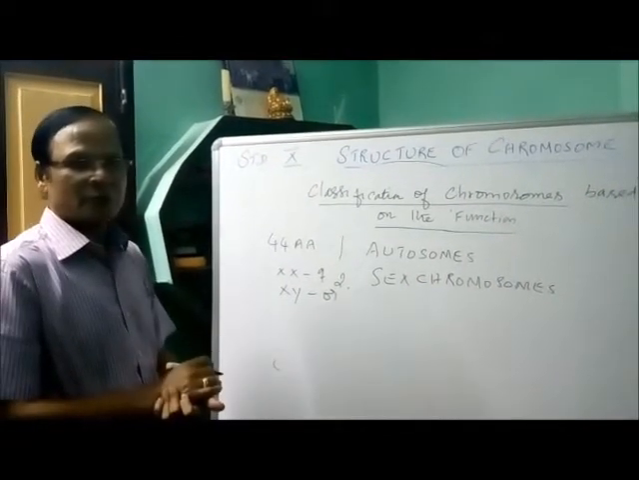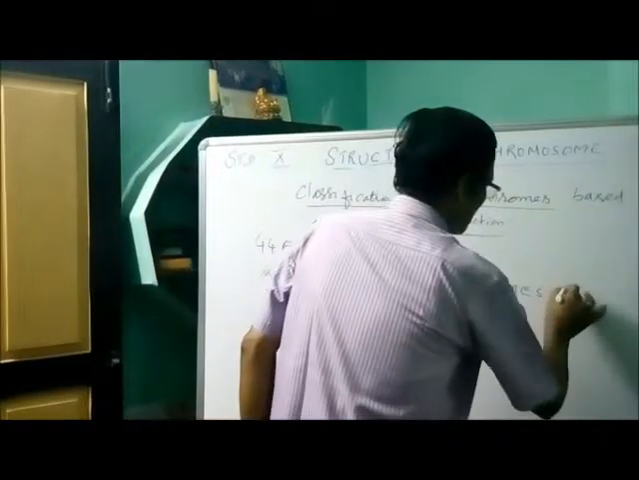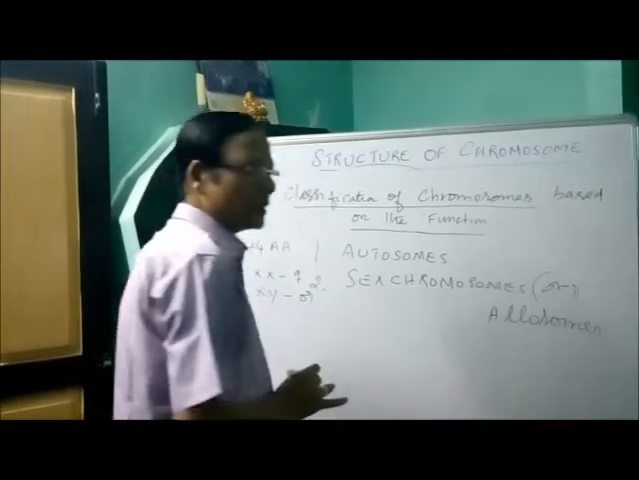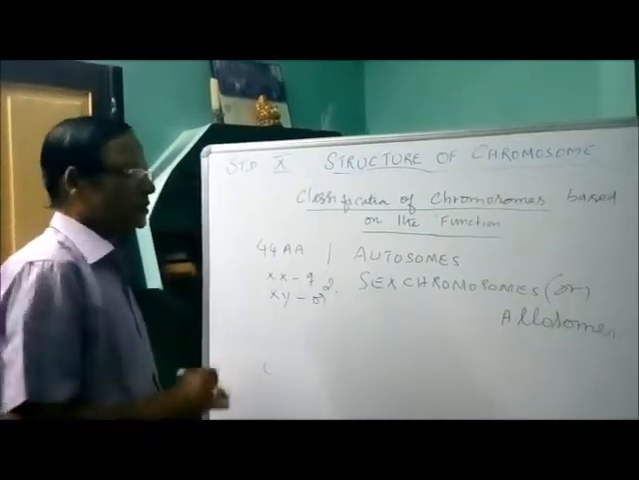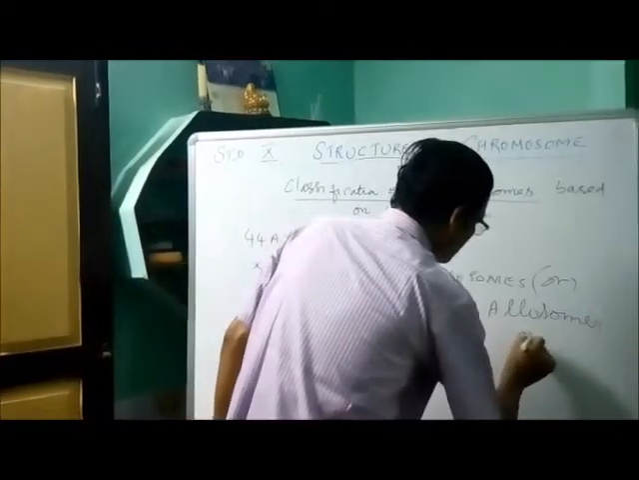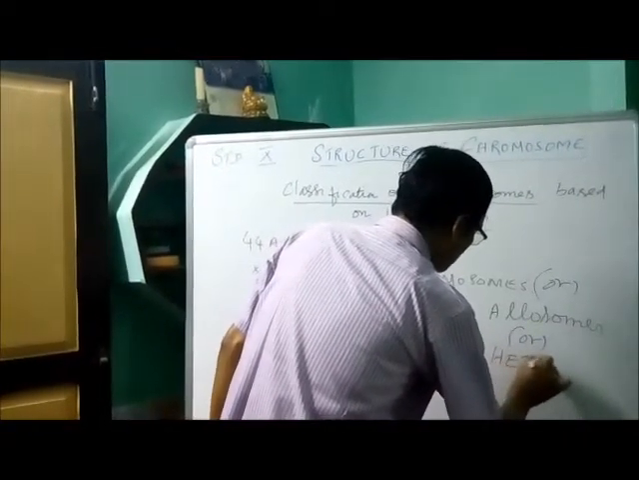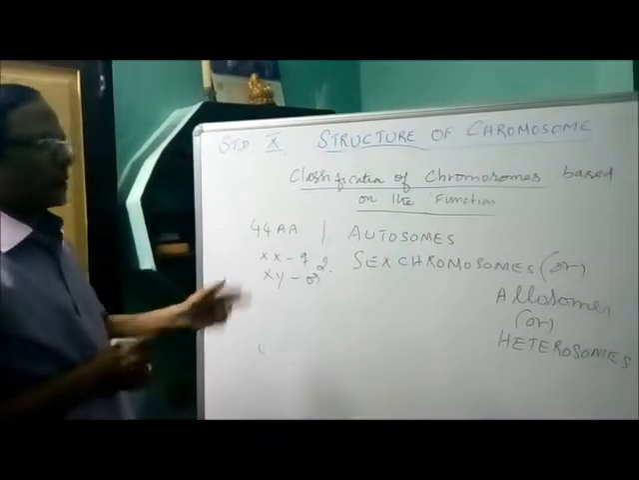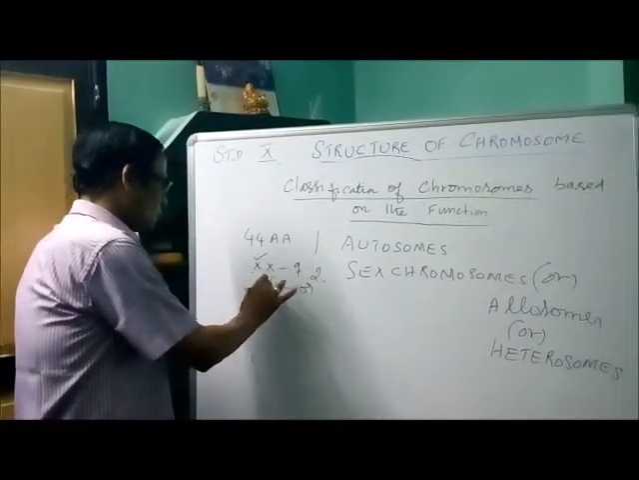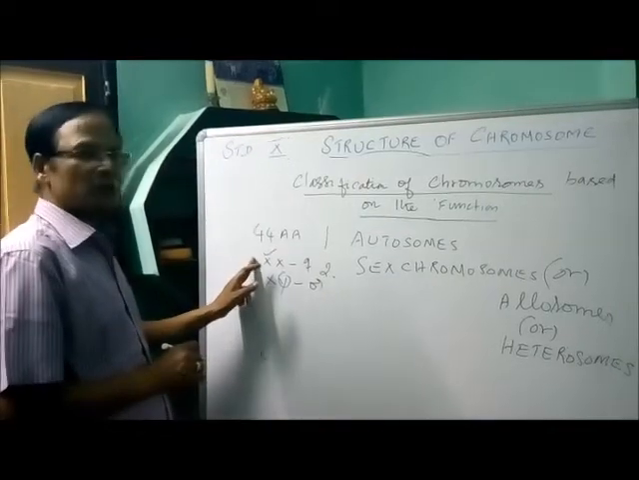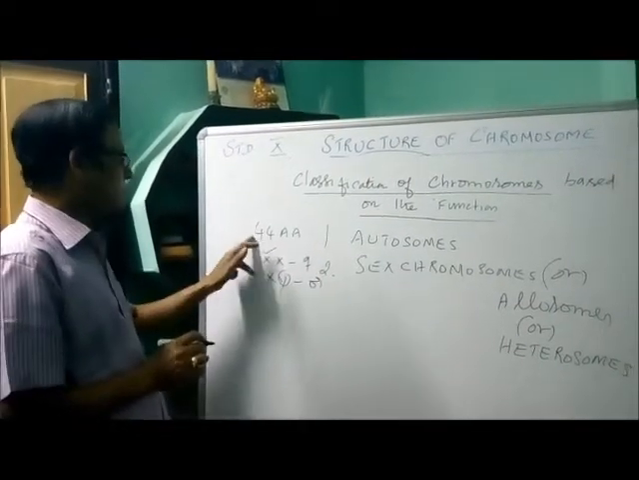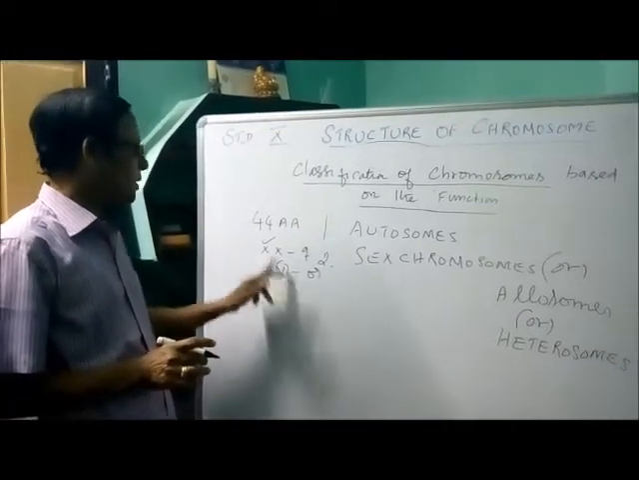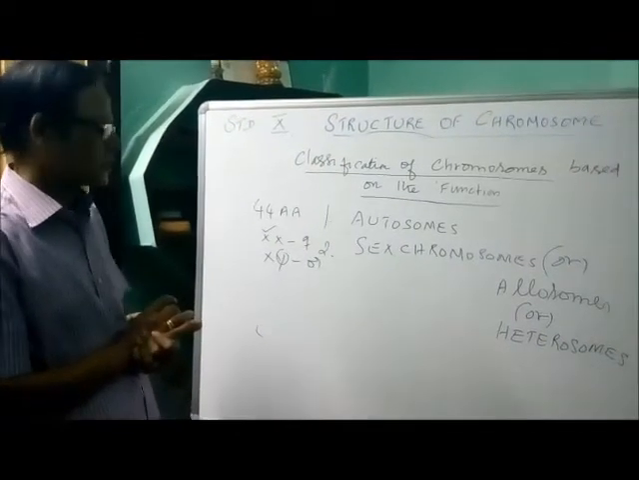Now the sex chromosomes are also called allosomes, as they are different in nature. As we have two different types of sex chromosomes, they are called heterosomes. The sex chromosomes are of two types, one X, another one Y. In the case of females, we have two X chromosomes along with 44 autosomes. In the case of male, we have one X chromosome and one Y chromosome along with 44 autosomes. Totally we have 46 chromosomes.